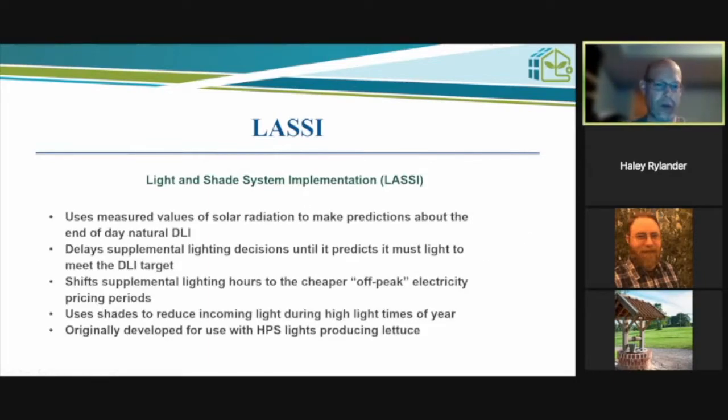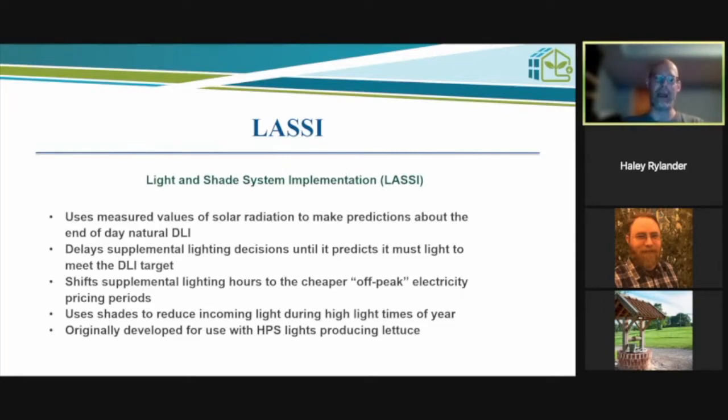So the way that LASSI works is it takes a measure of what the natural solar radiation is from a sensor, and based on that, it can make predictions about how much light the crop will have received by the end of the day, or what the natural daily light integral will be. And it tries to delay decisions about turning on supplemental lights until it makes the decision that it really has to be able to start lighting now to meet the daily light integral target. And so by delaying those decisions, it gains more information, and the predictive ability gets better.